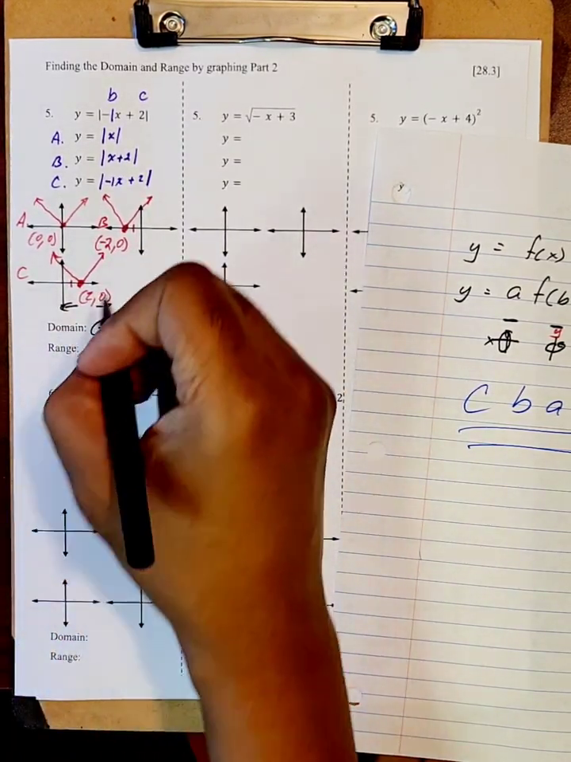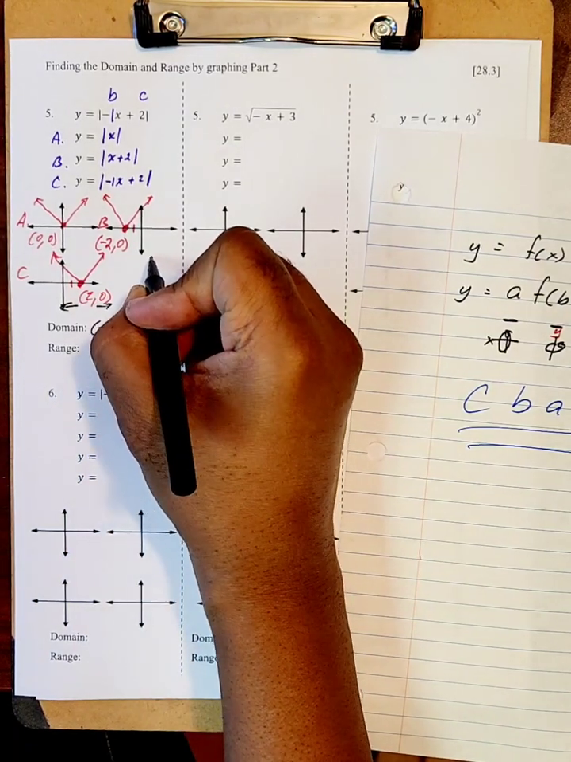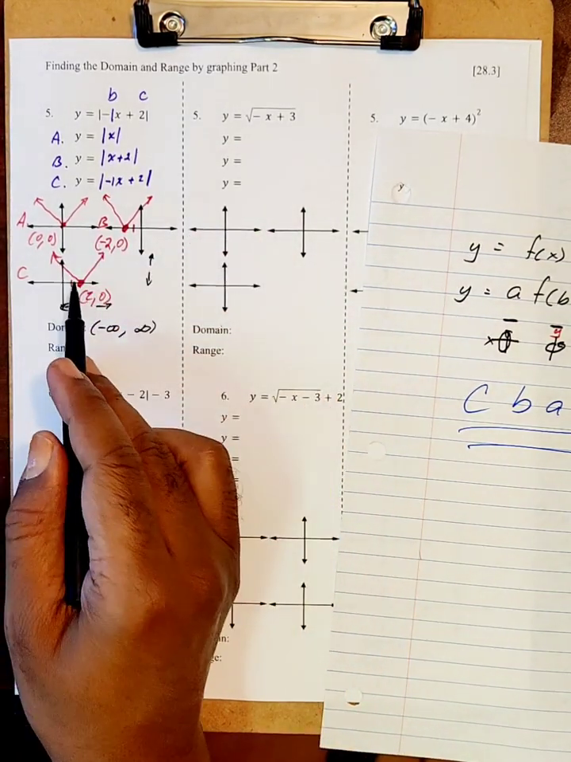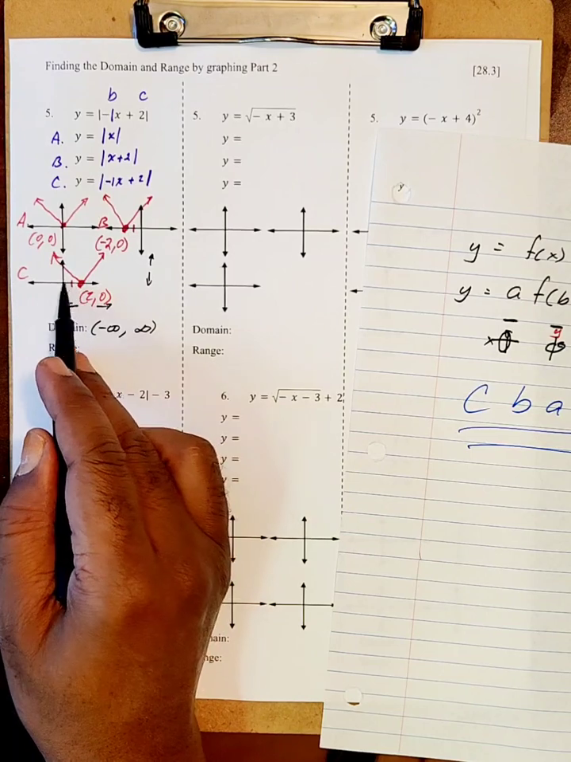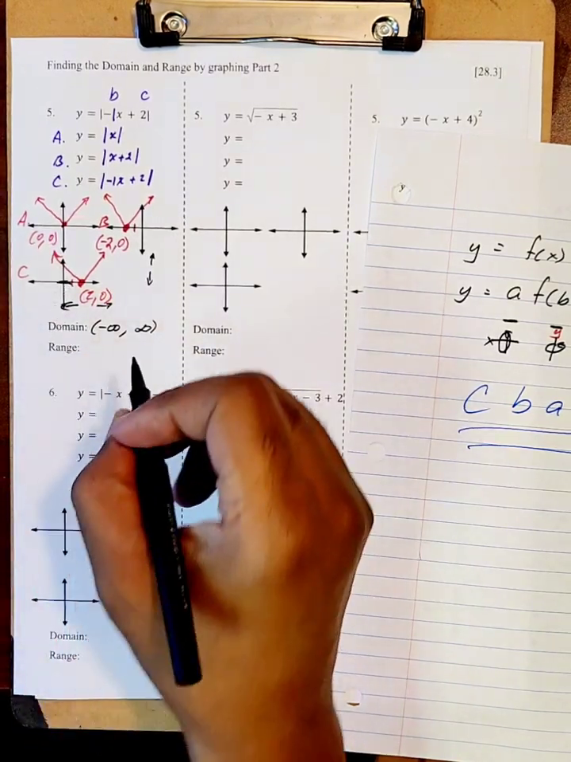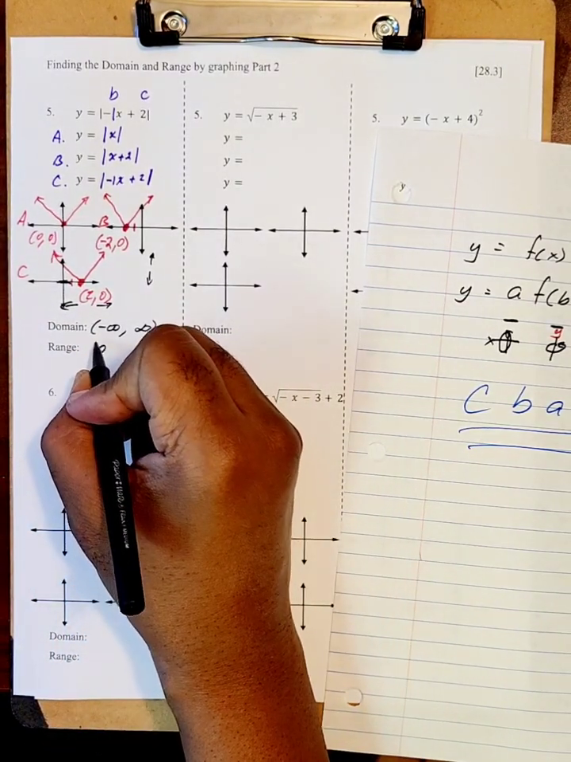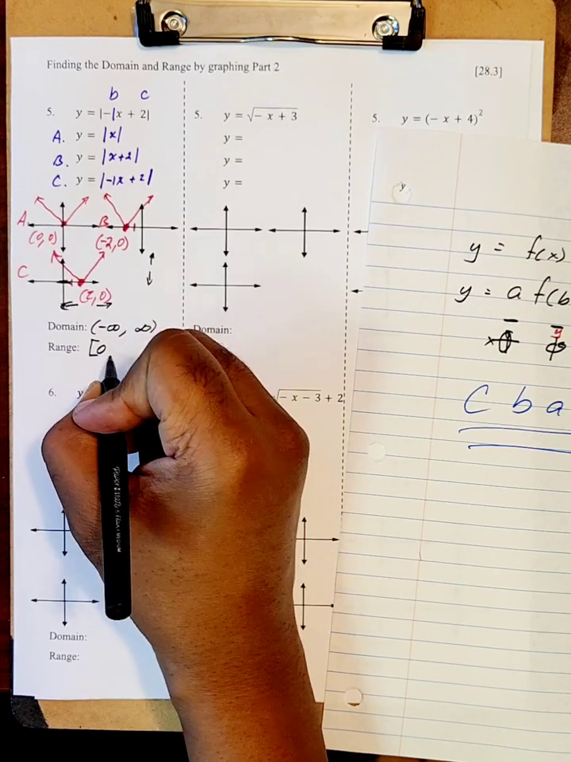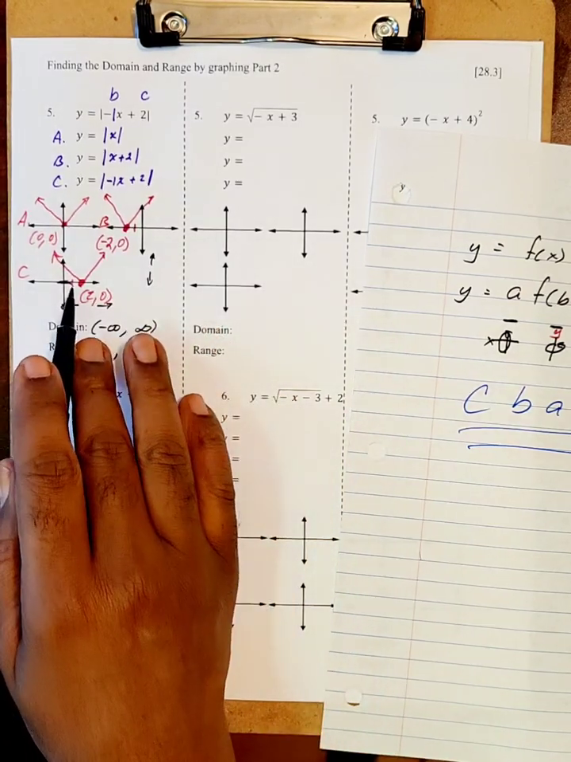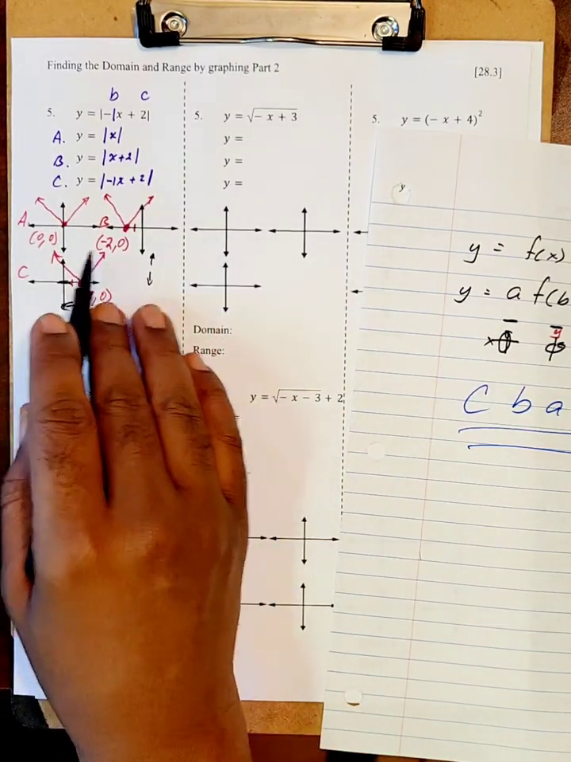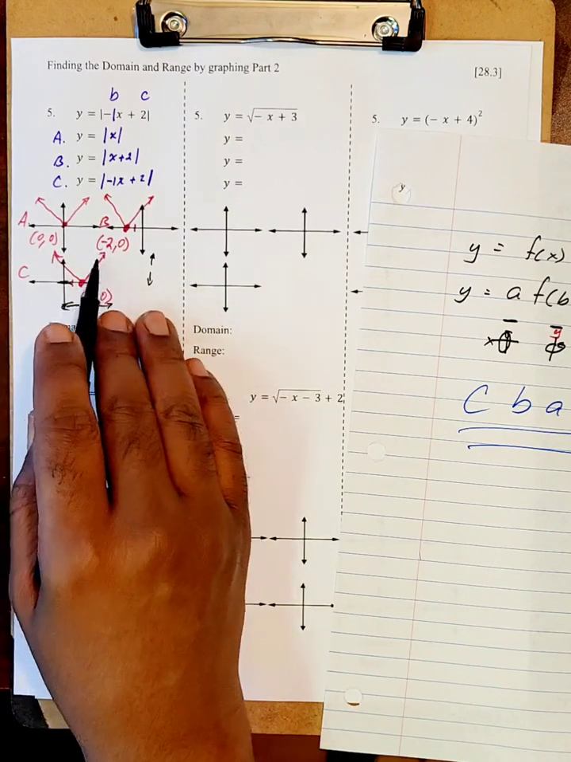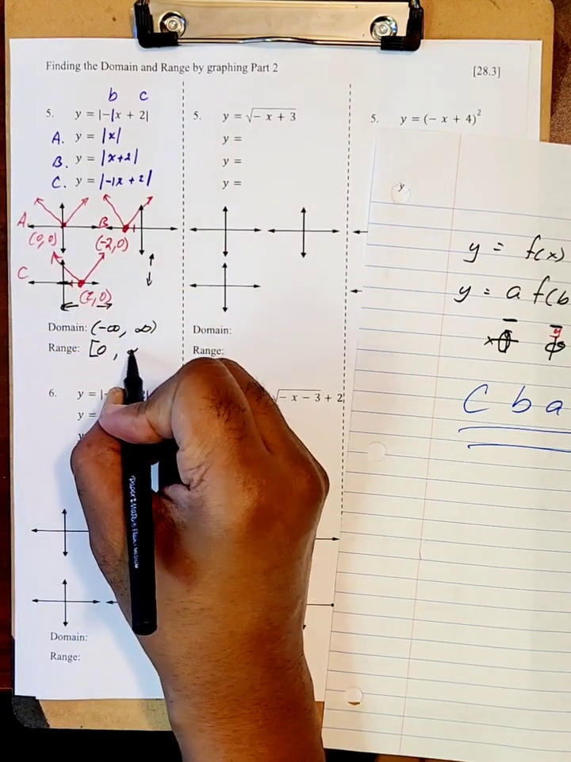Now for the range, we ask ourselves how low and then how high does the graph go? Well, this graph doesn't go any lower than the level right here at 0. So 0 is the lowest that it'll go. And we'll use a bracket because it can actually hit 0. But how high can it go? And you see it keeps going up and up. So that'll be +infinity.